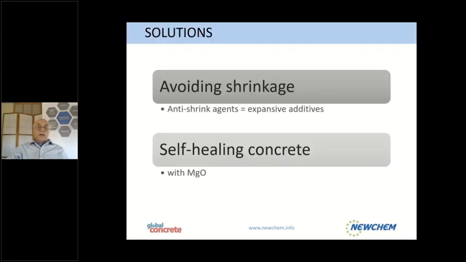So the best thing, evidently, is avoiding shrinkage altogether. That means using some expansive additive, which can help you to reduce the shrinkage, because if you reduce the shrinkage, then the tensions in your concrete will be lower, and therefore cracks will not appear. If you cannot do this, there is a possibility of using a self-healing concrete. That means some additive added to the concrete, which in the later stage will increase the volume of the concrete and close the cracks which have formed.